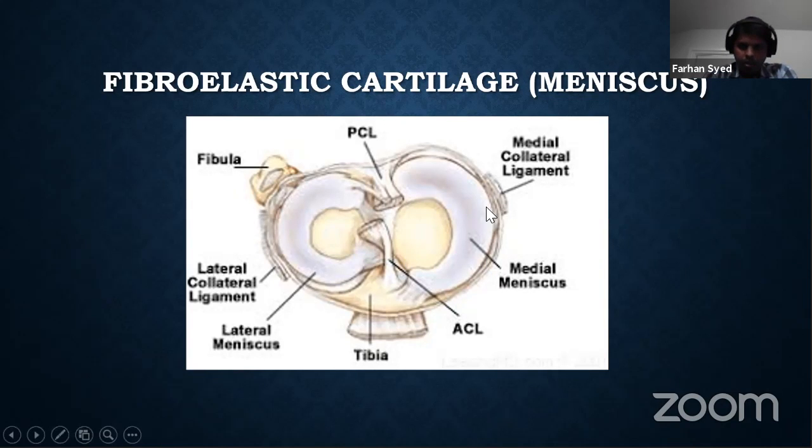Looking at the top, you can see that the medial meniscus is semicircular, whereas the lateral meniscus is more circular. The lateral meniscus doesn't have any attachment to the lateral collateral ligament, which makes it more mobile, whereas the medial meniscus is attached to the medial collateral ligament, which makes it less mobile and more prone to injuries. While drawing this diagram, you have to be careful about the relationship between the horns of the medial and lateral meniscus and the relationship of the cruciate ligaments to these horns.